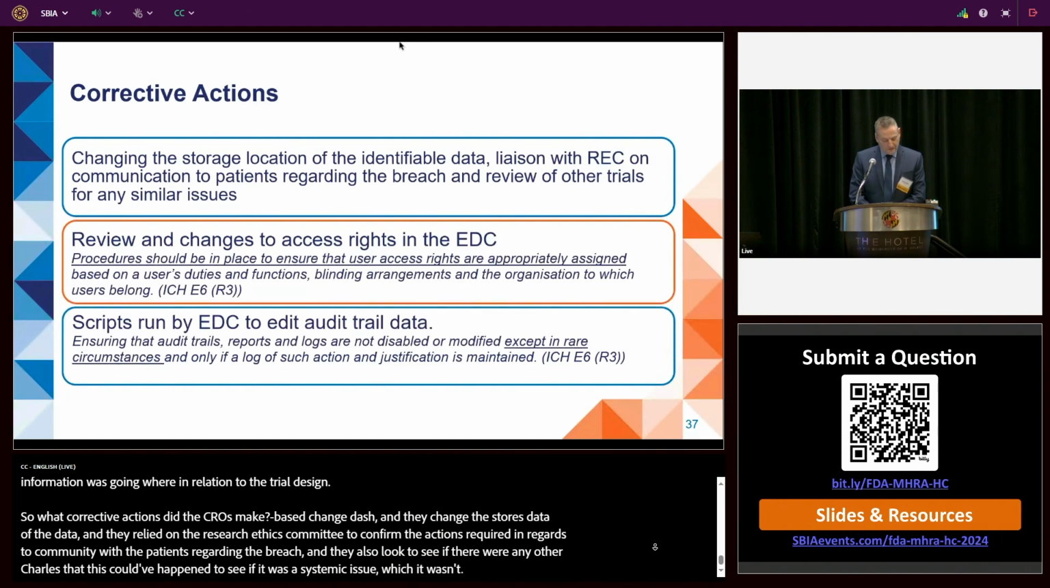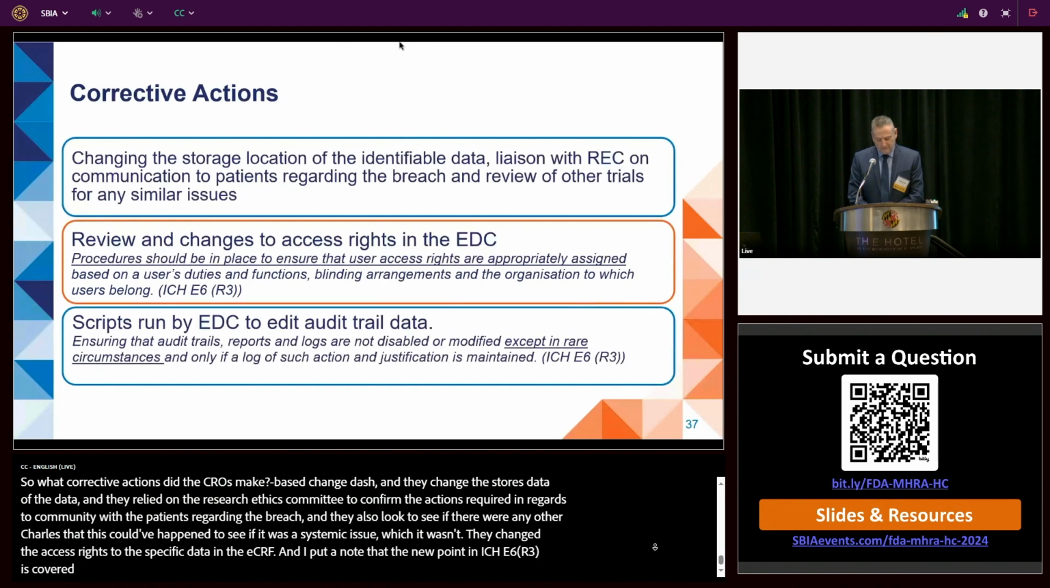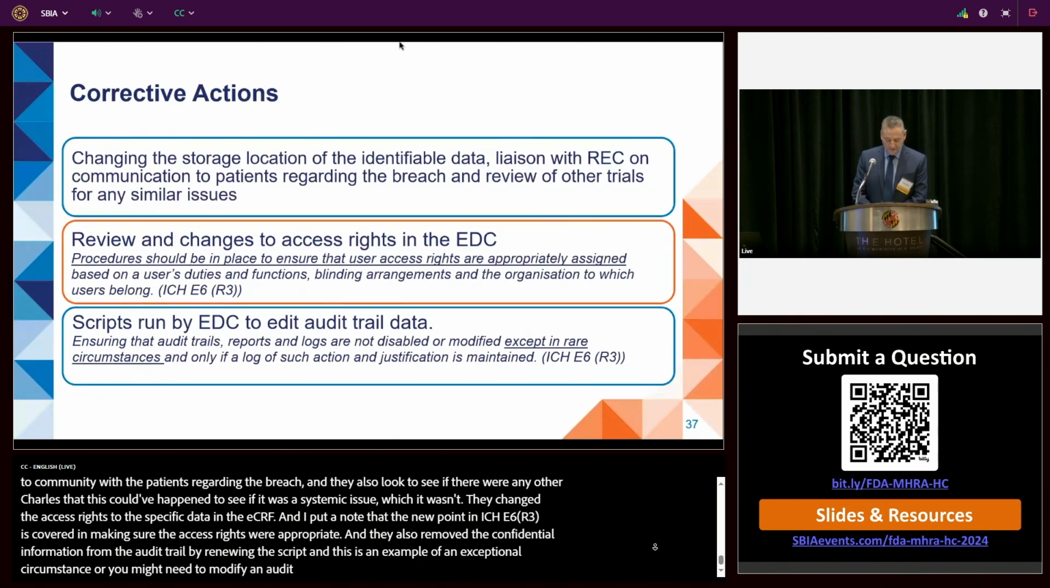And I put a note there that a new point in ICH E6R3 does cover making sure that access rights are appropriate. And they also removed the confidential information from the audit trail by running a script. And again, this is an example of an exceptional circumstance where you might need to modify an audit trail, which is contained in the public consultation E6R3.